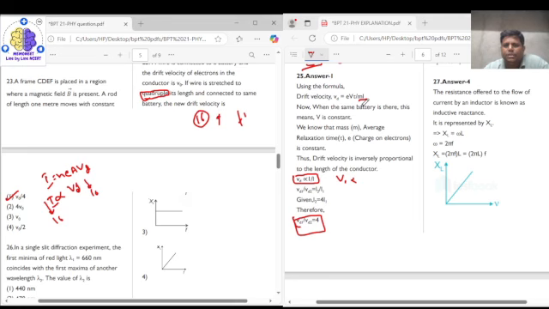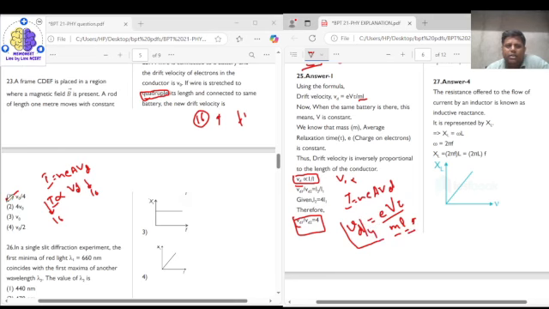Okay, right? So here we are not using I = nevA_d. We are using the formula v_d, that is drift velocity, equals eVτ/(mL), where e is the charge on the electron, V is the potential applied across the conductor, τ is the relaxation time, m is the mass of the charge carrier, and L is the length of the conductor, right? Using this formula, we see that drift velocity is inversely proportional to length. Now, if length is increased 4 times, drift velocity will reduce 4 times.